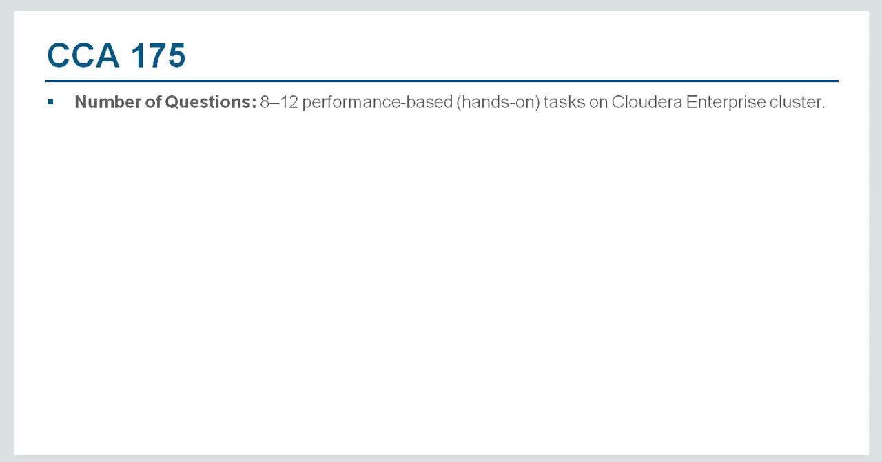You will be given 8 to 12 performance-based questions on Cloudera Enterprise Cluster. The time limit is 120 minutes and the passing score is 70%. Each CCA question requires you to solve a particular scenario. In some cases, a tool such as Impala or Hive may be used. In most of the cases, coding is required.